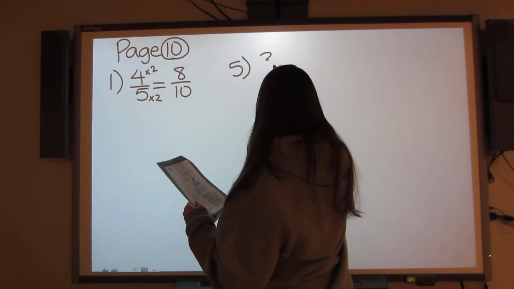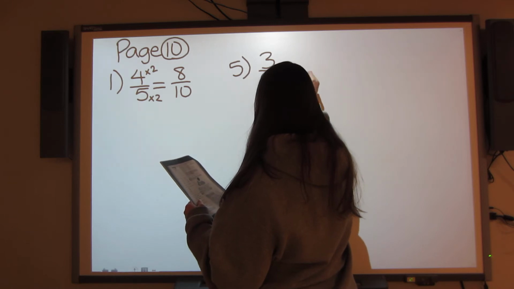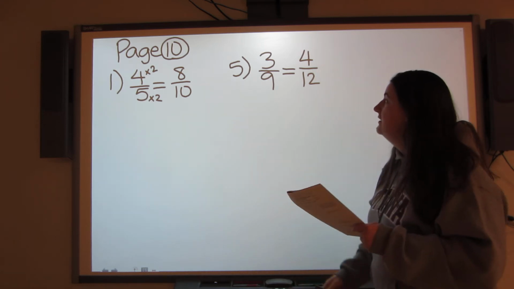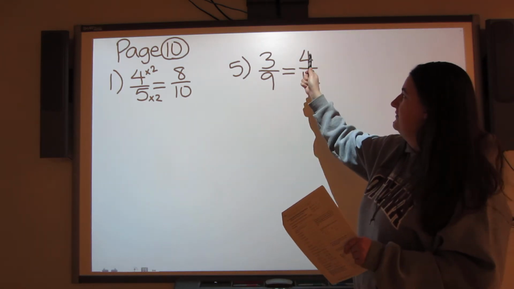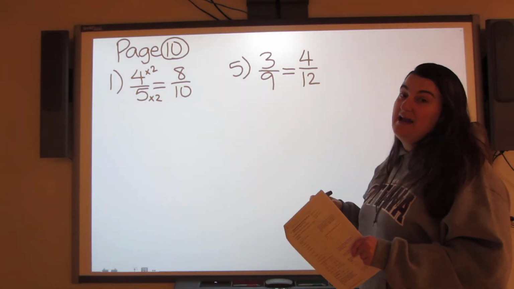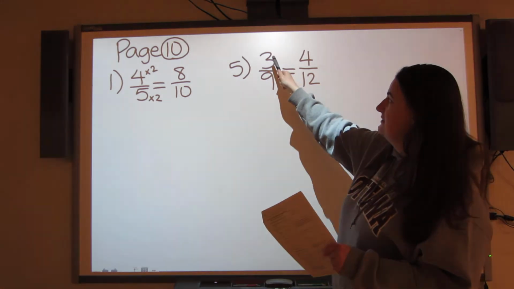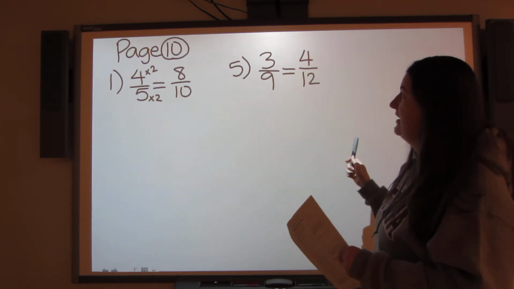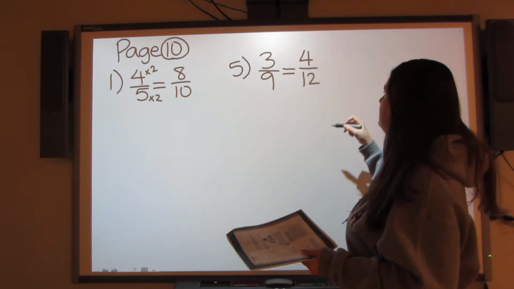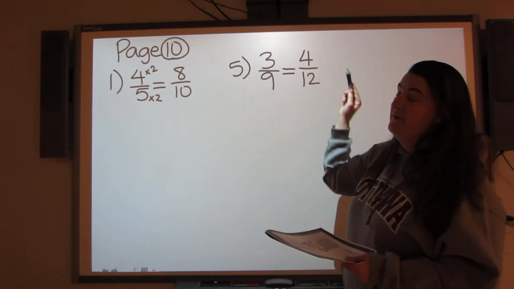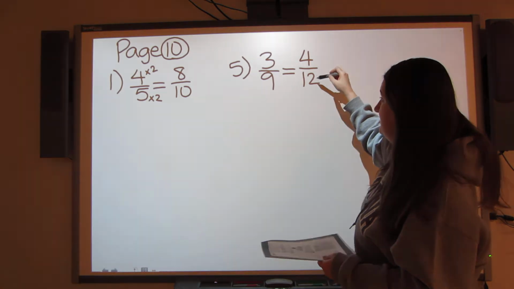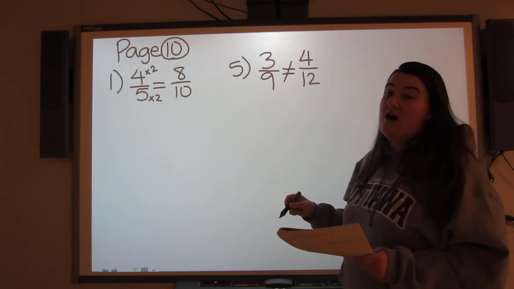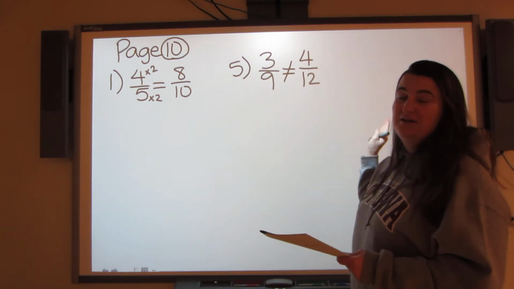Number 5, I have 3 over 9, and I need to find out, is it equal to 4 over 12? So, how do I turn 3 into 4 and 9 into 12? Well, this one's pretty easy. I can't. There is nothing I can times 3 by to turn it into 4, and there's nothing I can times 9 by to turn it into 12. Same goes with the division. There's nothing I can divide into 4 to make it a 3. And there's nothing I can divide into 12 to make it a 9. And so, this one is not equal. There's nothing equal about it.